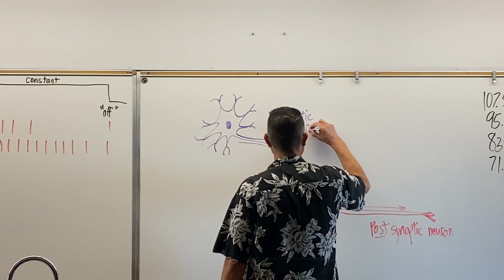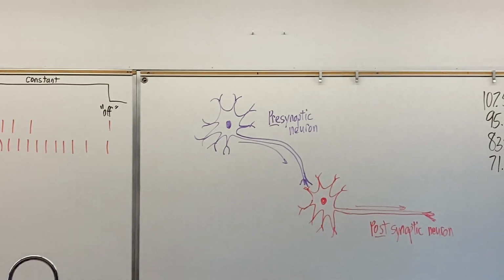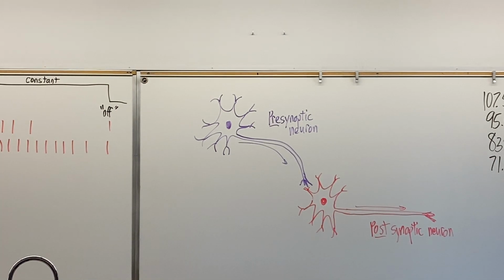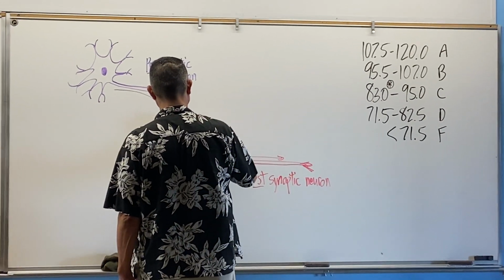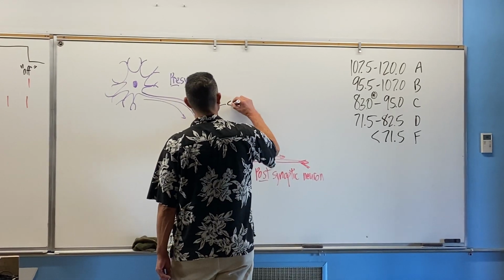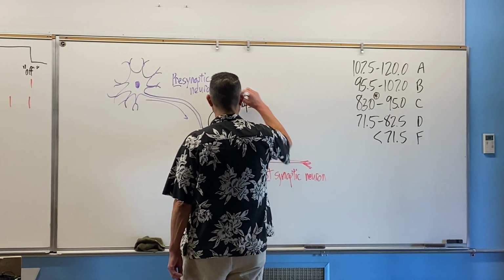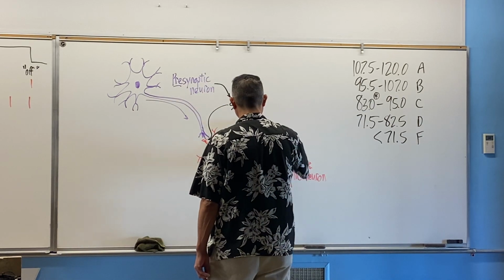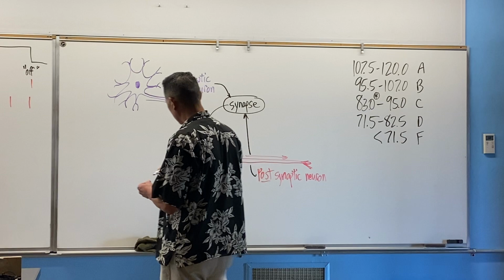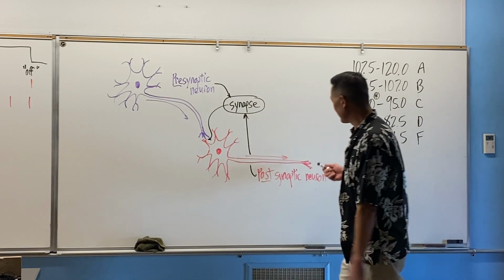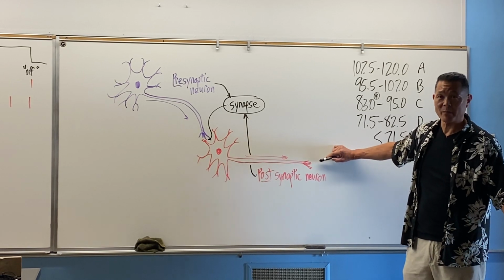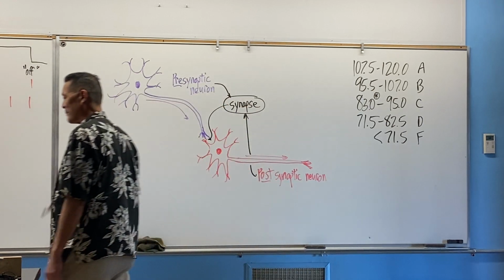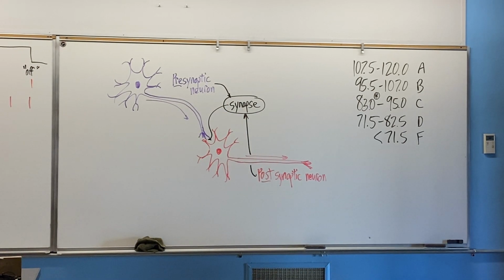Does this look familiar? Just remember that these terms only apply to this synapse. If there's a synapse here, for that synapse, this red one's the presynaptic neuron. Everybody remember that? These terms are specific to this synapse. So let's talk about synapse.